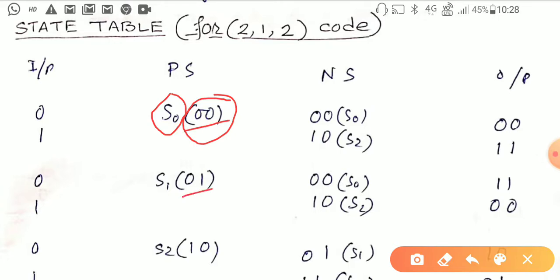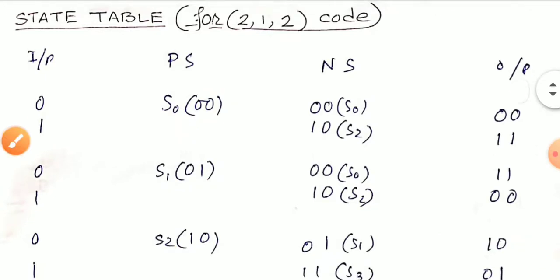If you consider 01 as a binary number, the decimal value is 1, so the suffix written for S is 1. For 10 it is 2, so it is written as S with suffix 2. If it is 11, then S will have suffix 3. So initially we consider the present state value to be 00.